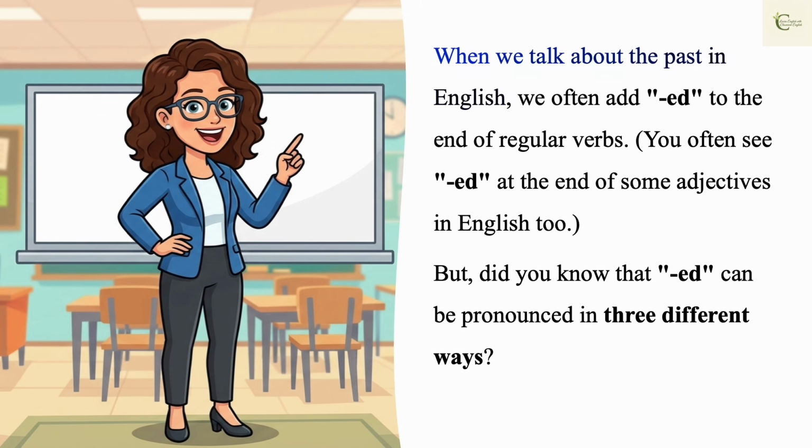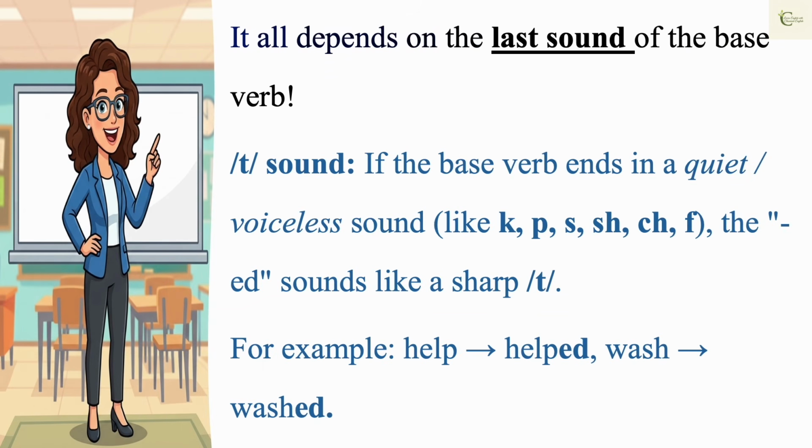When we talk about the past in English, we often add -ed to the end of regular verbs. You often see -ed at the end of some adjectives in English too. But did you know that -ed can be pronounced in 3 different ways? It all depends on the last sound of the base verb.